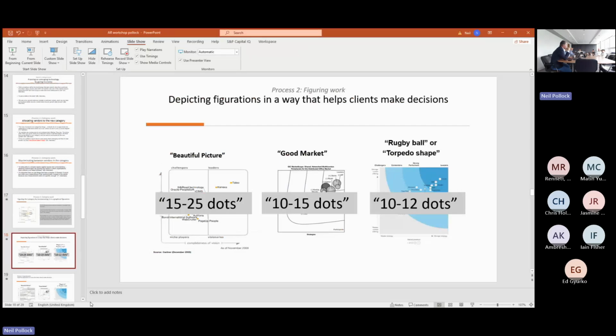Why 15 to 25? That gives them a choice. It can't be 50. That's too much choice; it would be confusing. That's heads-down research again. But with 15 to 25, maybe I've got enough to do my shortlist. It was interesting that the other analyst firms had the same idea: a good market with IDC is 10 to 15 dots, and with the Forrester Wave they try to create a rugby ball or torpedo shape, which for them is a good market with a spread of players with a range of different capacities.